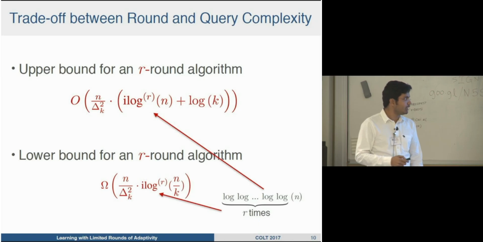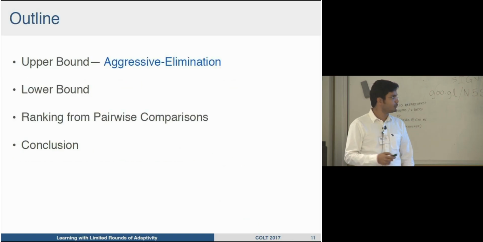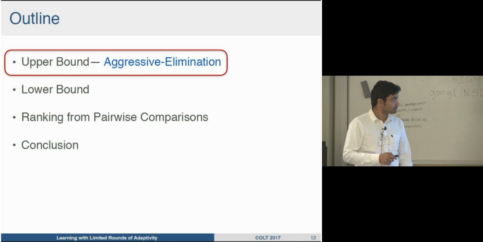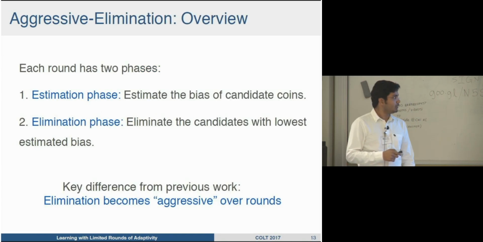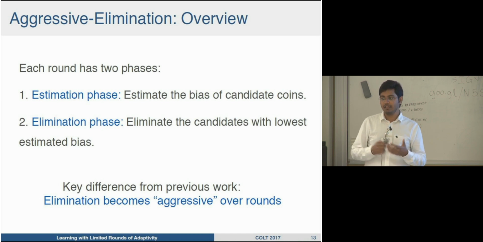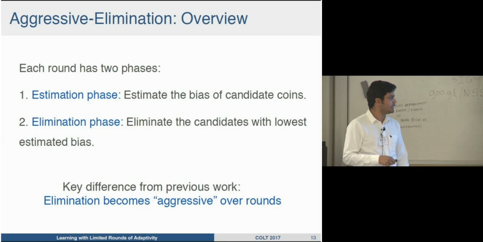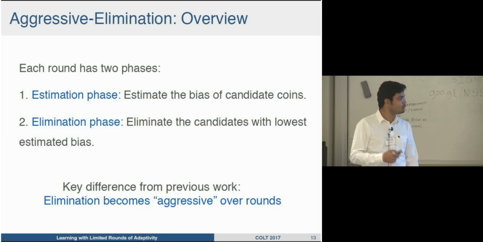Now with this introduction, I would like to discuss our results in a bit more detail. I will first discuss our algorithm, which we call aggressive elimination. This is an elimination type of algorithm, which in each round eliminates certain candidates. It has two phases: the estimation phase, in which it estimates the bias of the candidate coins, and the elimination phase, in which it eliminates the candidates with the lowest biases. And the key difference is that its elimination becomes much more aggressive over the rounds.